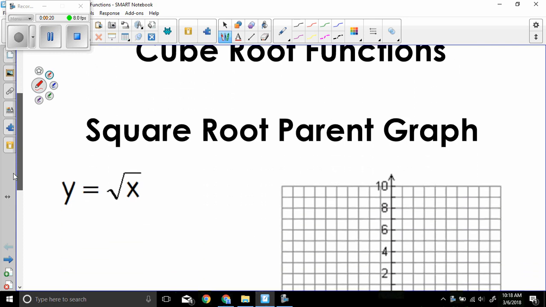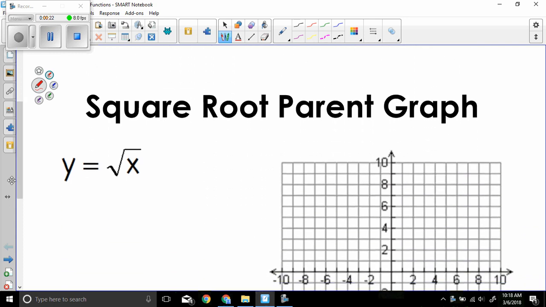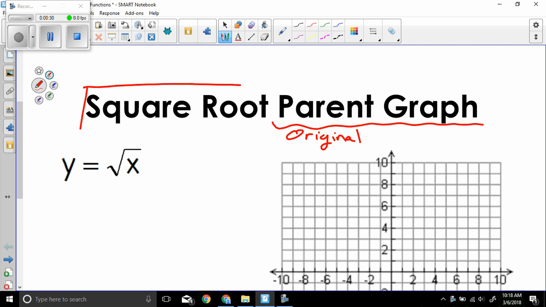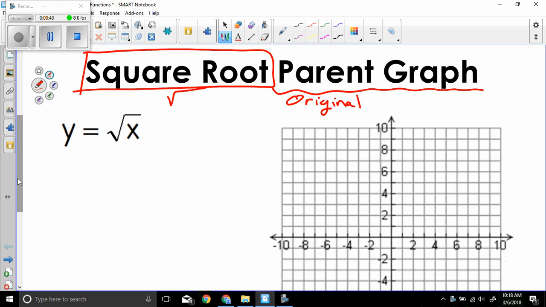So, if we start with the square root parent graph, of course, parent meaning the original. So this is like the original square root. Of course, we know that the square root is this weird looking thing, which we do have down here: y equals the square root of x. So what I want to do here is start by making an xy table.